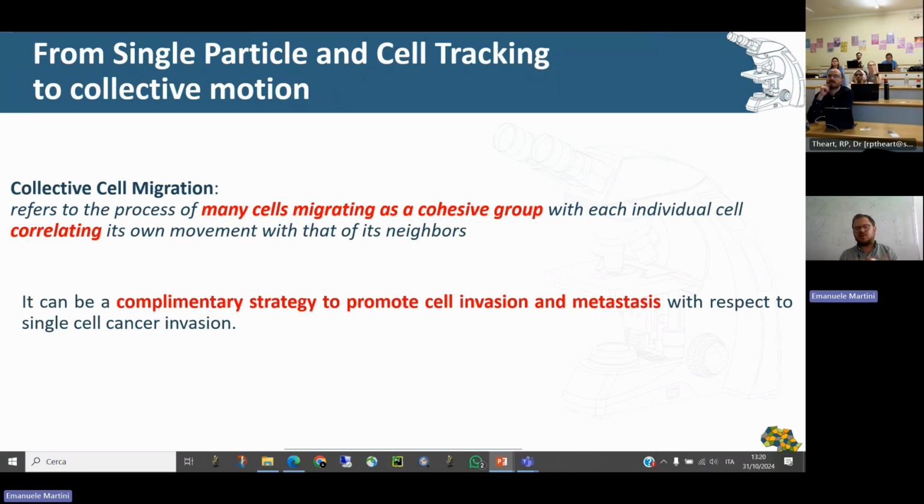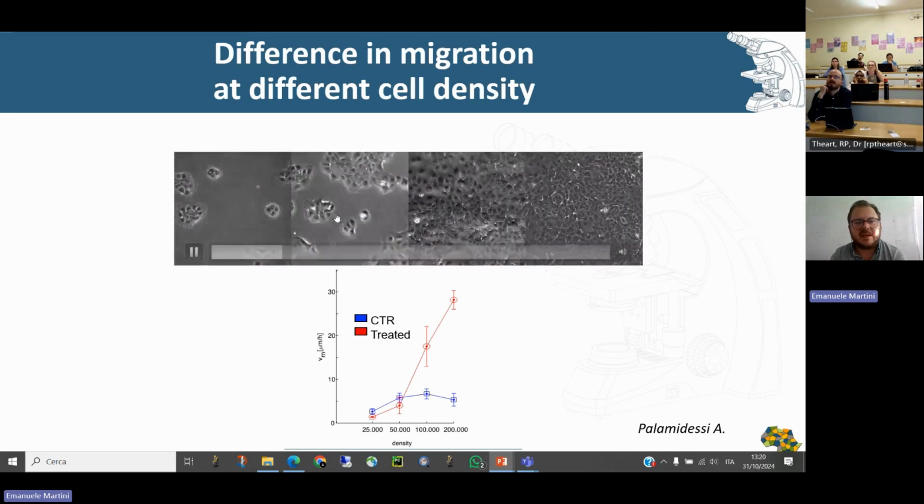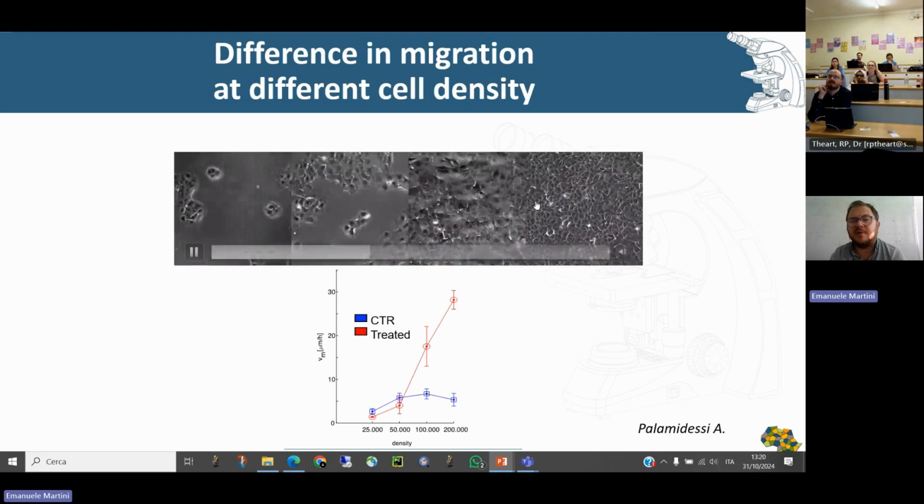As usual, you can see its importance in cancer research, but not only there. In cancer, it is one of the complementary strategies to promote cell invasion and metastasis. Single cell movement is one way, but when cells are all together, they move differently. This is an example from one of our papers. The cells are all of the same condition, but they are plated at different density, and at different density, they move differently.